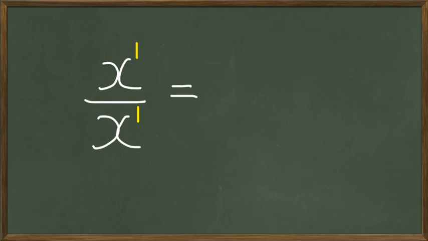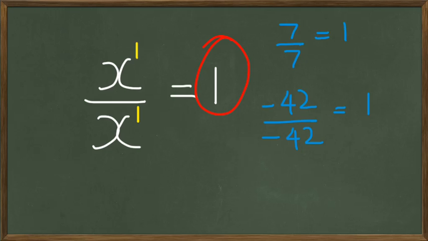So what happens when you have something like x divided by x? Well, for starters, we know that this is x to the power of 1 and this is x to the power of 1, but then any number divided by itself is actually equal to 1, because if you take 7 divided by 7, that is 1. If you take minus 42 divided by minus 42, that's also equal to 1, which means x divided by x has to be 1.